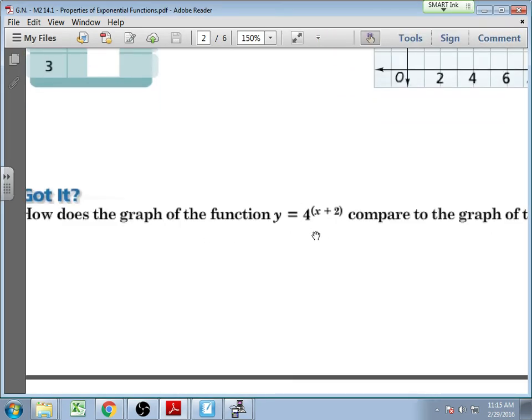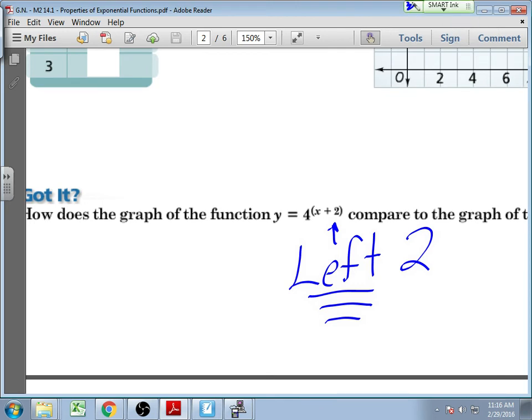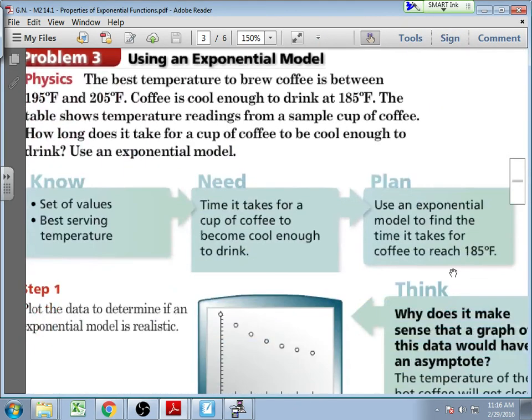What shift would this do to the parent function 4 to the x? What shift does plus 2 do, class? Is it 2 to the left? It's counterintuitive. If this is a plus 2, it goes left 2. You need to label that there so you do not make that mistake. It does the opposite of what you think it should, and there's mathematical reasoning behind that.